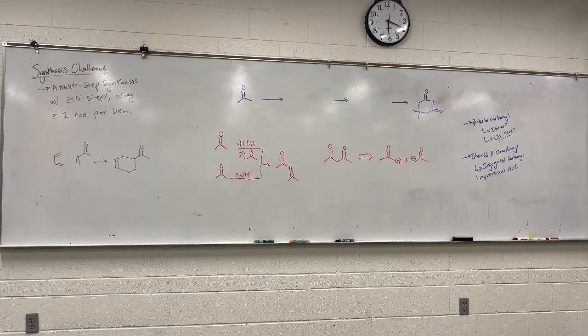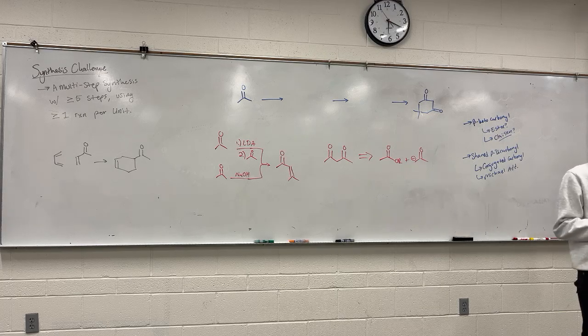How do we know that the shared beta dicarbonyl needs a conjugated carbonyl? That's how we make a shared beta dicarbonyl. So in the reaction we saw earlier today, look at that, a shared beta dicarbonyl is made by a conjugated carbonyl and an enolate. Now we know.